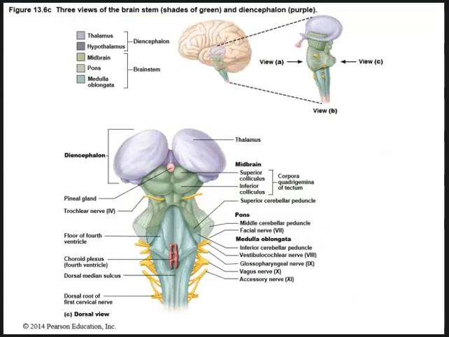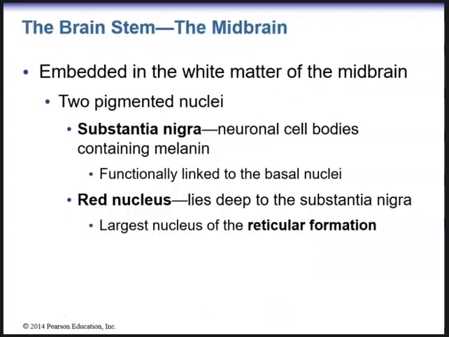So again, here is that dorsal view of the brainstem. So we can see the corpora quadrigemina. We have the superior colliculi, and then we have the inferior colliculi. So again, superior colliculi responsible for our visual reflexes, whereas the inferior colliculi being responsible for our auditory reflexes. Not a real need to know, but a good to know.